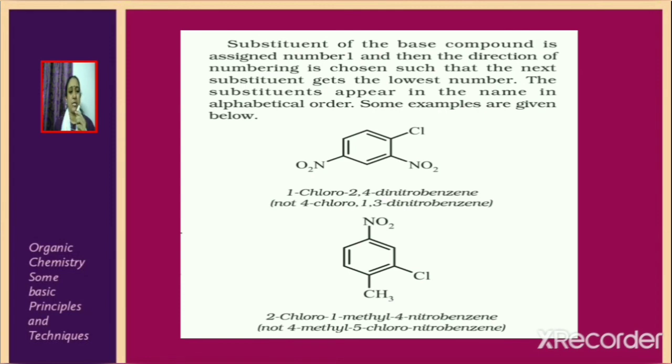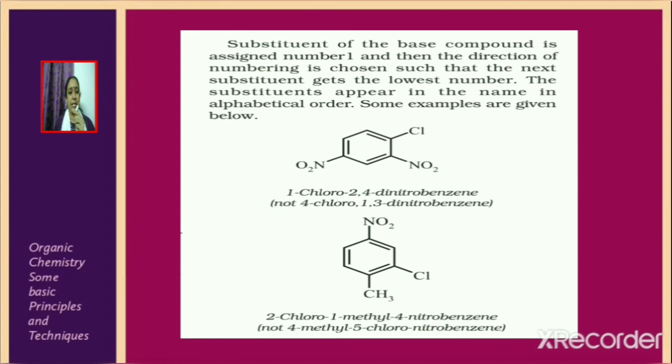Consider two more examples given here. The first compound is named as 1-chloro-2,4-dinitrobenzene, and it is not named as 4-chloro-1,3-dinitrobenzene. Here the direction of numbering is chosen such that the next substituent gets the lowest number. The substituents appear in the name in alphabetical order. So the first compound is named as 1-chloro-2,4-dinitrobenzene.